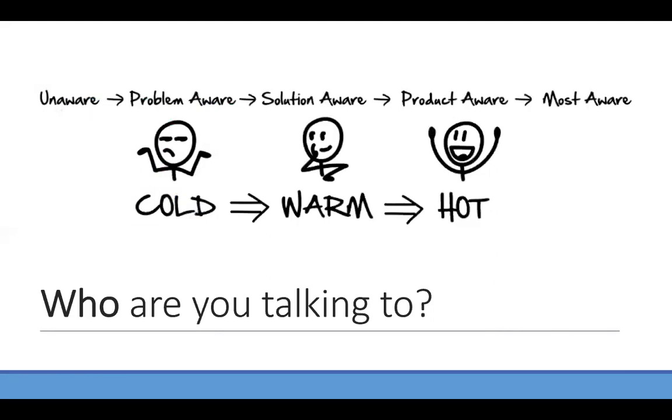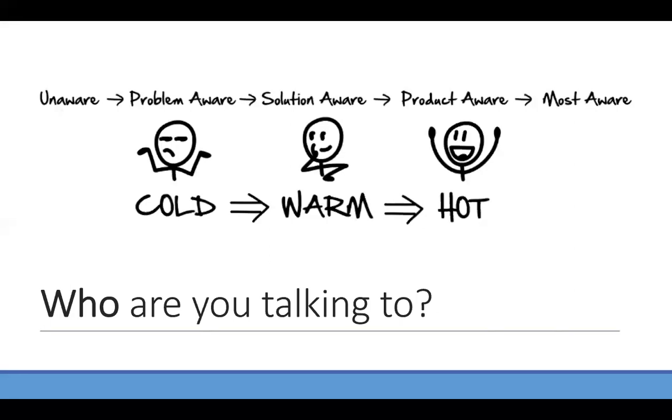There's the cold prospect who may, as it says at the top there, be unaware that they have a problem to begin with, or they may have realized that there is a problem. They're unaware at this stage that there's a solution out there, and that solution is you. So the message we convey to them is really awareness: making them aware of the problem, making them aware that there's a solution, and making them aware of you.